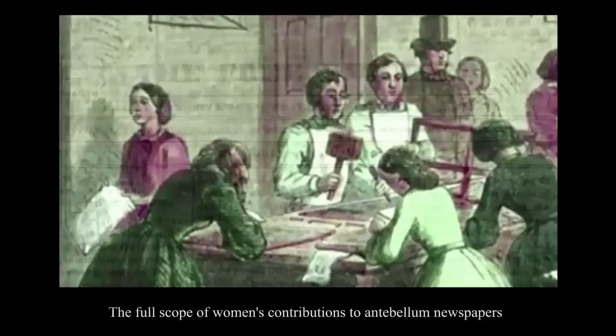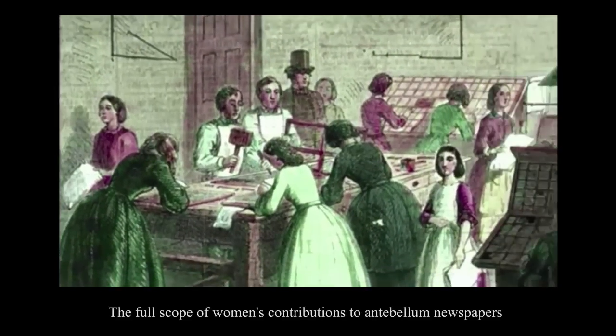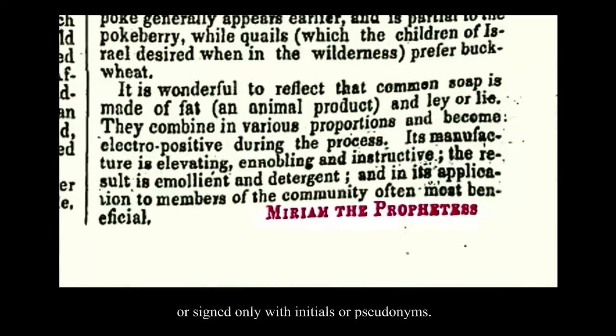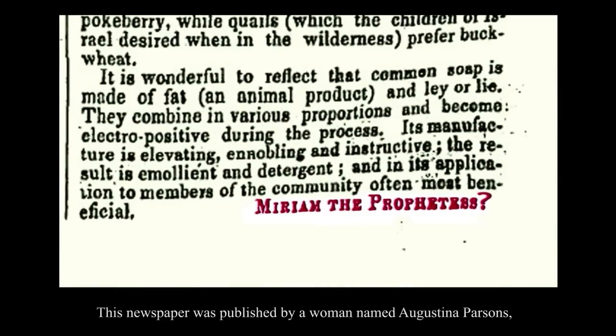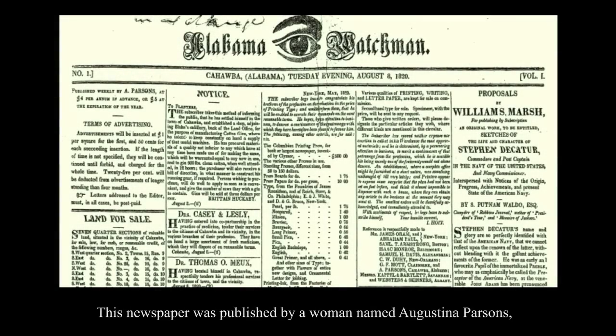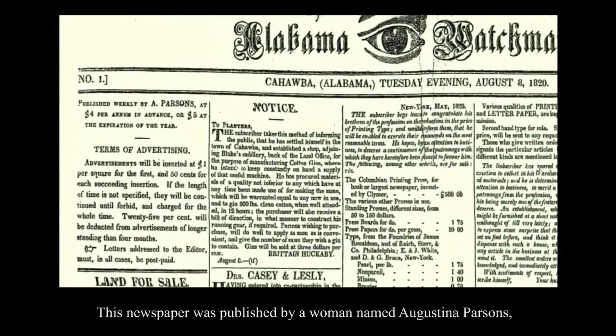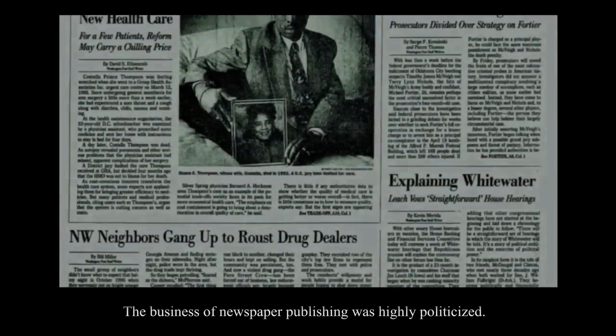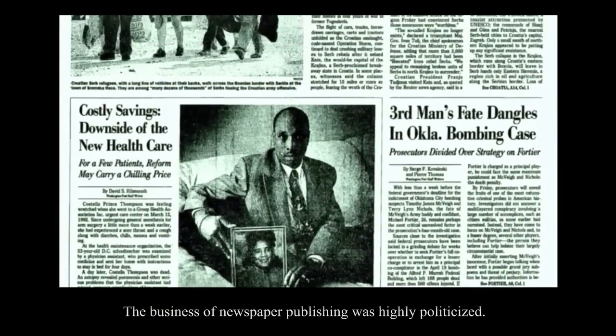The full scope of women's contributions to antebellum newspapers will probably never be known due to lack of documentation. Most newspaper articles were either unsigned or signed only with initials or pseudonyms. This newspaper was published by a woman named Augustina Parsons, but the publisher's statement identifies her only as A. Parsons. The business of newspaper publishing was highly politicized.